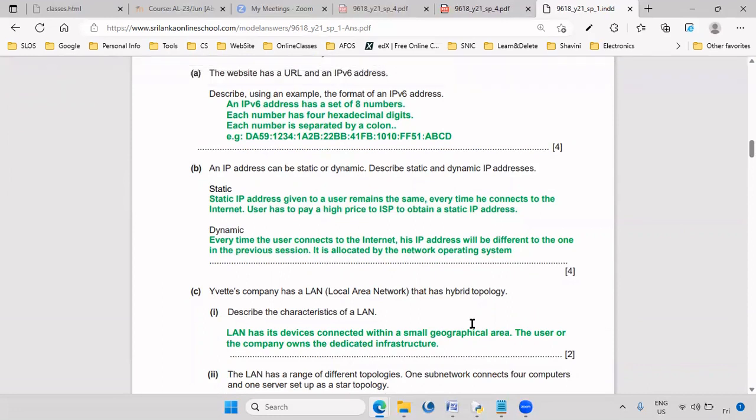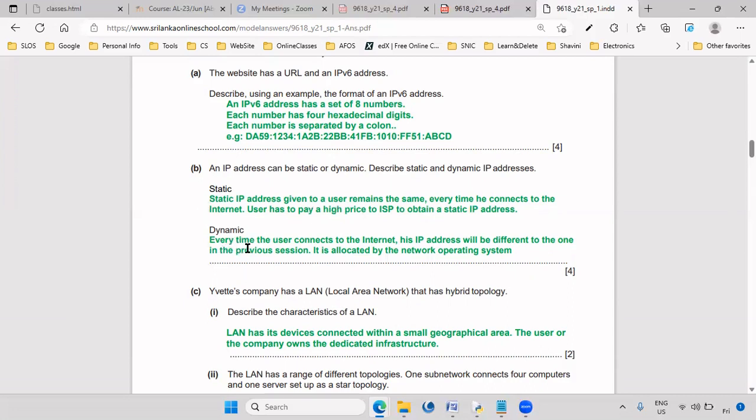An IP address can be static or dynamic. Describe static and dynamic IP addresses. Static: the IP address given to a user remains the same every time he connects to the internet. The user has to pay a high price to the ISP to obtain a static IP address.